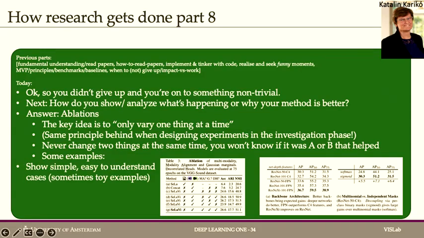Sometimes it's also important to show really simple and easy to understand cases. And this could be toy examples. So sometimes you need to design a data set or a task by yourself just to prove the point that what you're doing is actually doing what you think it's doing. And this is very often the case for reinforcement learning, for example.